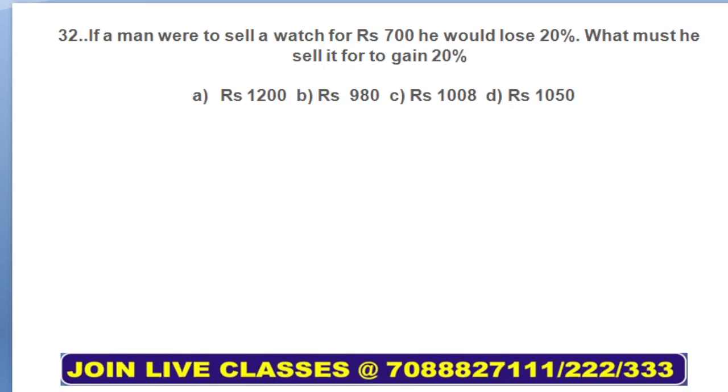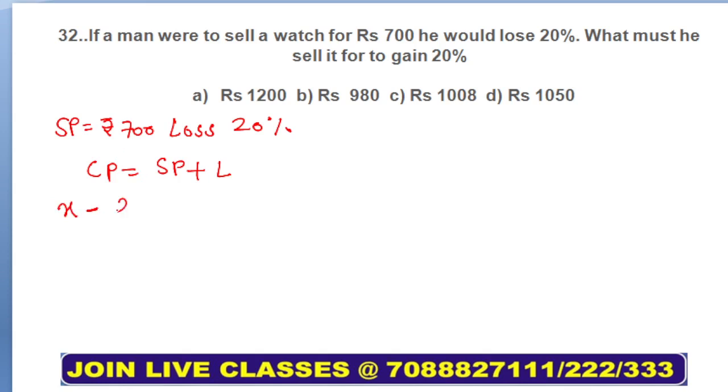If a man were to sell a watch for rupees 700, he would lose 20%. What must he sell it for to gain 20%? Okay? So first, what is given to you? SP is given, rupees 700, and loss is given as 20%. You can calculate CP. What is CP? SP plus loss. Let CP be X minus loss: what is loss? 20%. What is SP? 700.